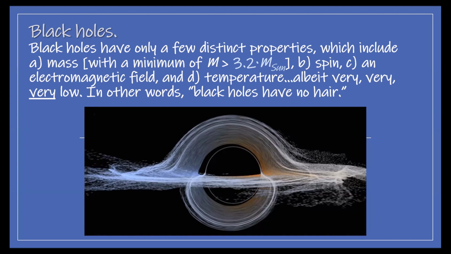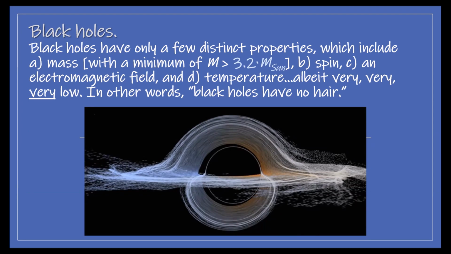The second thing is it can have spin. It doesn't necessarily have to have spin. They probably all have spin because everything in the universe spins. And so eventually, as it blows off its shell, it spins faster. So it's got spin. It can have an electromagnetic field. And the evidence is black holes probably do have electromagnetic fields because there's lots of evidence that they have these big, powerful magnetic fields associated with them.